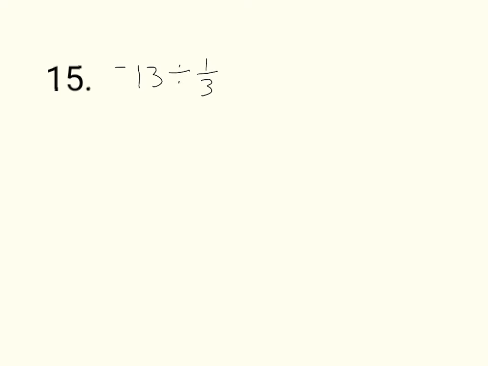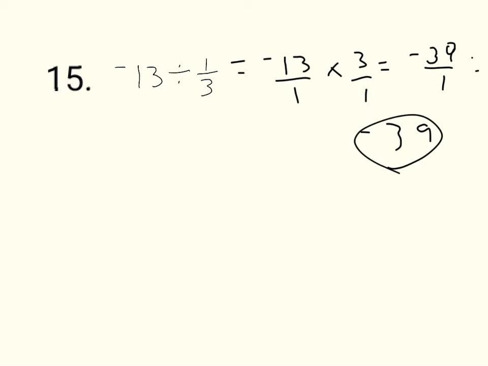Negative 13 divided by 1/3. We're going to do keep, change, change to make this a multiplication problem. It's the same as negative 13 over 1 times 3 over 1. And we have a negative divided by a positive, so it's going to be a negative result. 13 times 3 is 39, and it makes it negative 39 over 1. And you can just leave it like that, or you could write negative 39.